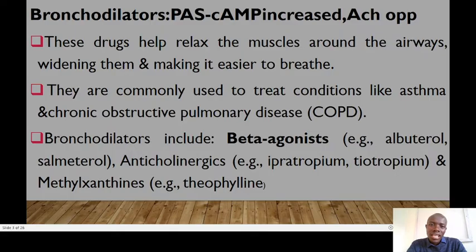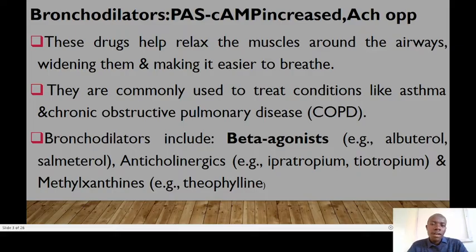We're going to increase this cyclic AMP, and we are going to decrease acetylcholine. Acetylcholine is a neurotransmitter that normally activates the muscarinic receptor. So we're going to reduce its concentration, and we are going to increase the concentration of cyclic AMP. So generally, the bronchodilators, they work by relaxing muscles around the airways, and this normally helps widen them and makes breathing in and out easier. They are commonly used to treat conditions like asthma and chronic obstructive pulmonary diseases.